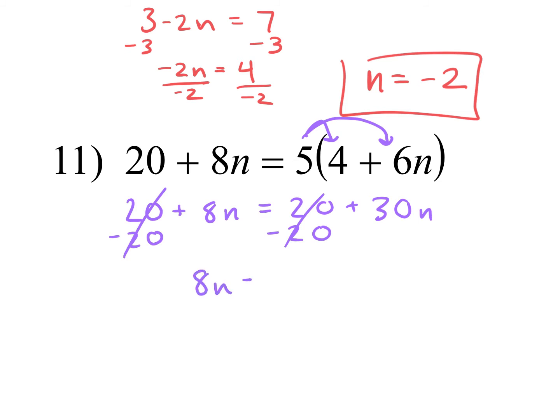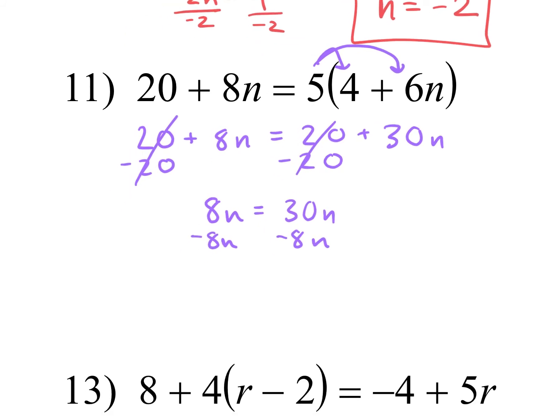So I have 8n is equal to 30n. How can I get my n's together? I can subtract 8n on both sides. What's 8n minus 8n? 0. So 0 is equal to, what's 30n minus 8n? 22n.